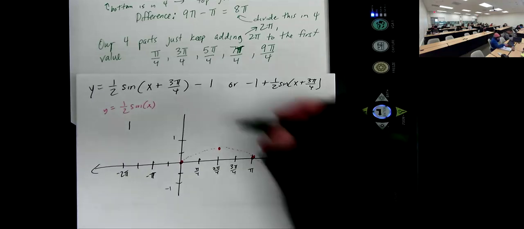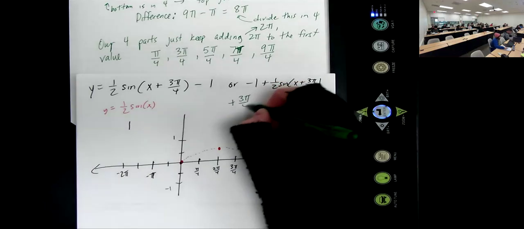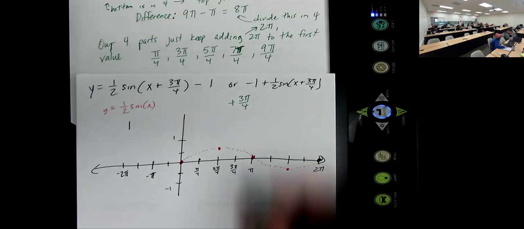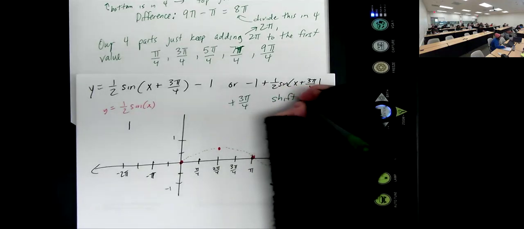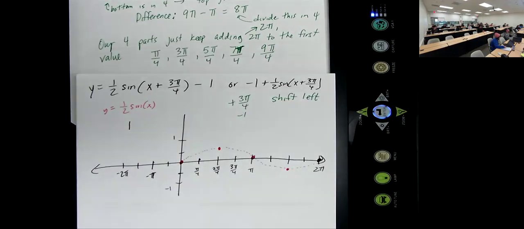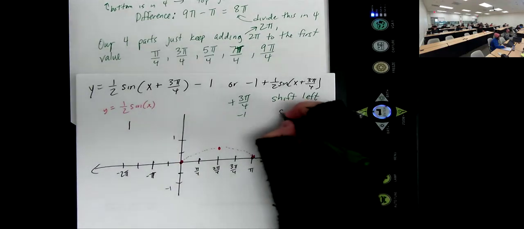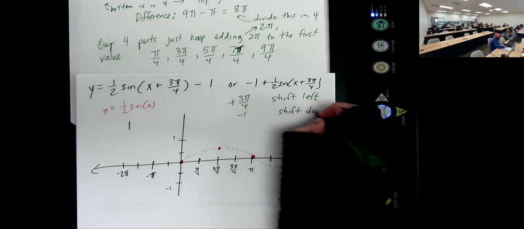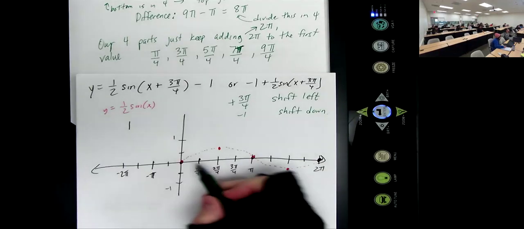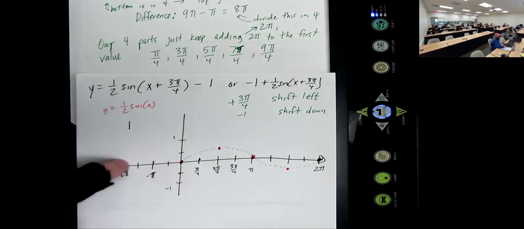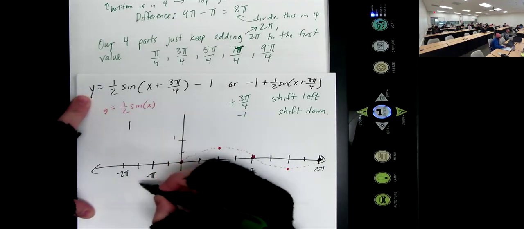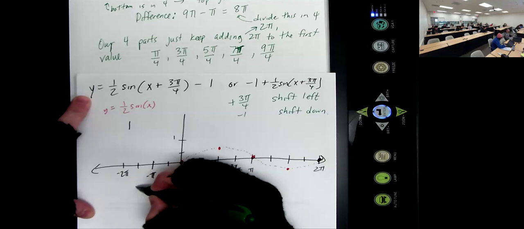What does the plus 3 pi over 4 tell us to do? Shift left. And the minus 1? Shift down. So each point, I'm going to shift it left 3 pi over 4, and since I put these in increments of pi over 4, I'll just count over 3 and go down 1, which was all the way down here.